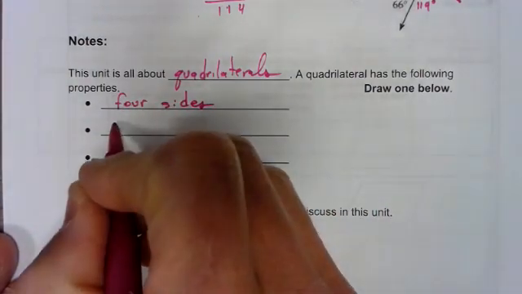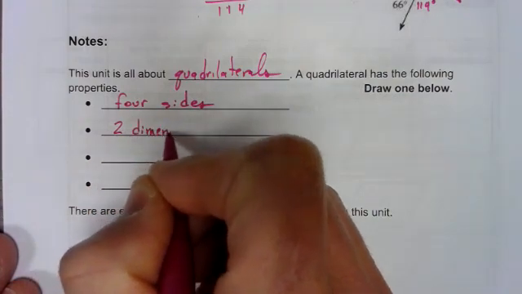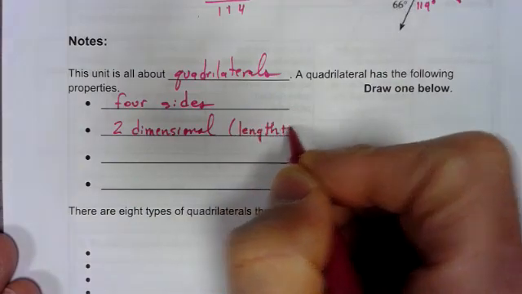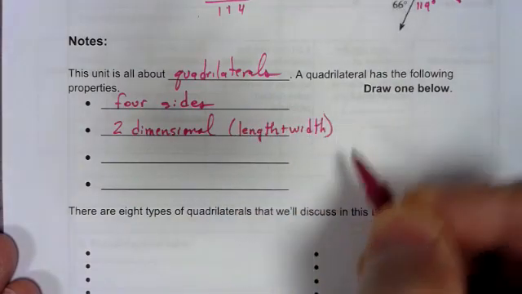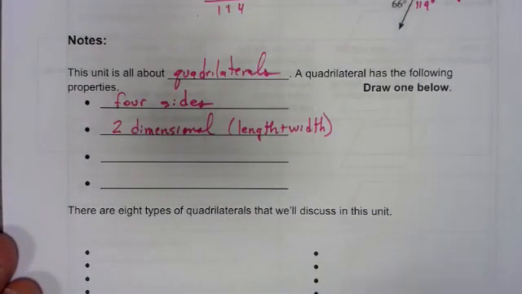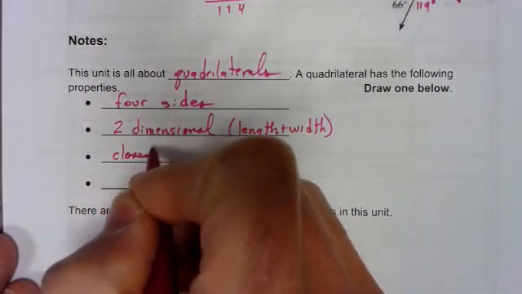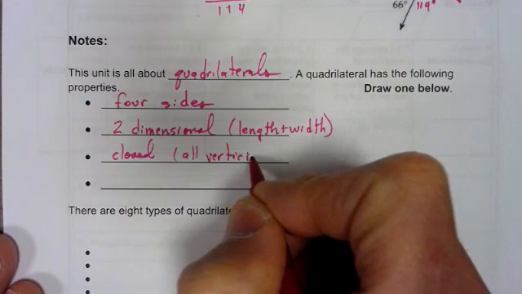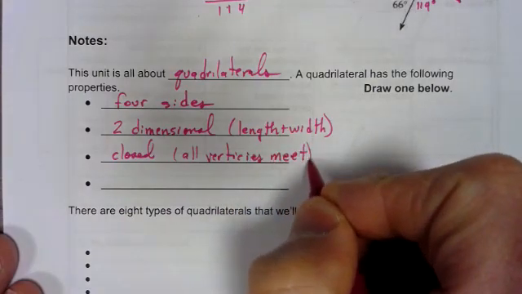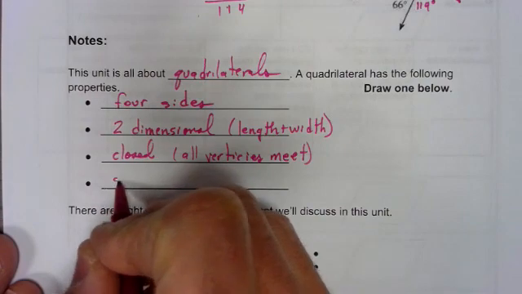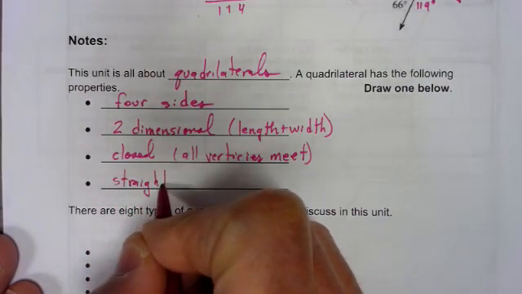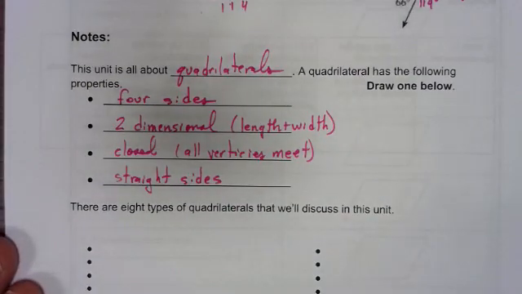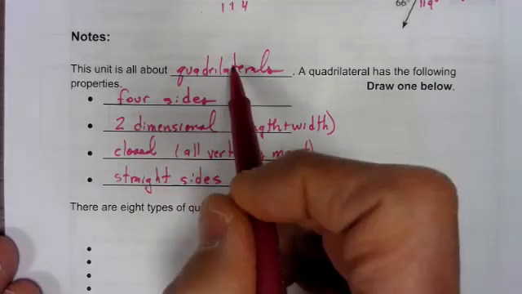Okay. Next, it is 2-dimensional, which is length and width. Doesn't have any depth to it, so it's completely flat. It's closed. All the vertices meet, just like triangles. And finally, it has straight sides. No curves, okay? No curves at all. So those are the 4 different properties that give us a quadrilateral.